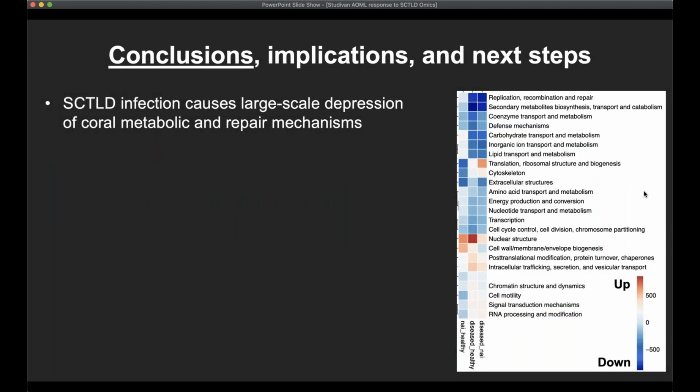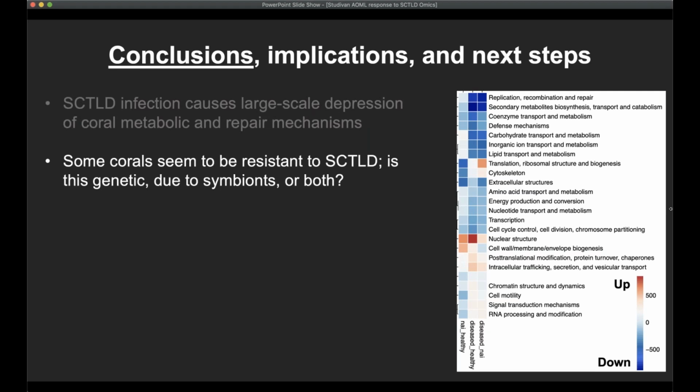From these 2 different experiments, we can come to a couple of conclusions. The first is that SCTLD infection is causing large-scale depression of some key physiological processes, such as metabolic and repair mechanisms, which are generally downregulated, as indicated in the figure to the right by some of these darker blue squares. We also found some evidence that some coral genotypes might be resistant to SCTLD, and we don't know whether this is fully due to the coral's genotypes or their symbiotic communities, or maybe even a combination of both. This obviously requires some further testing that we're hoping to get into.